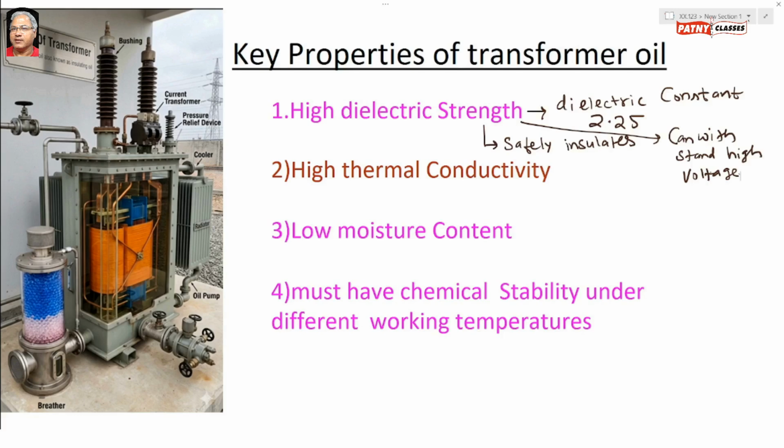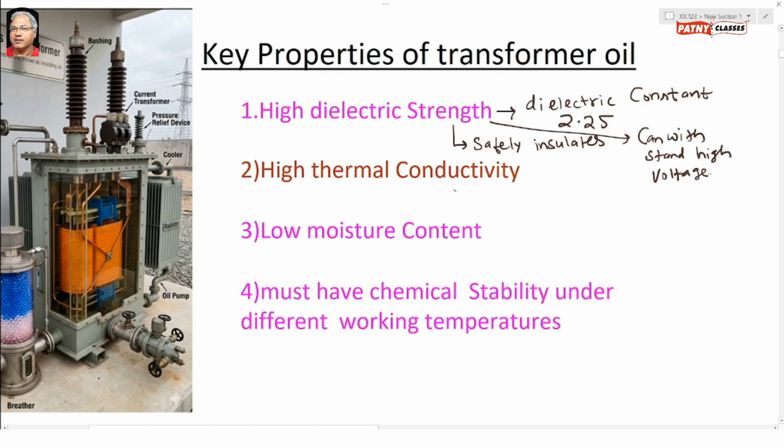And because it has a high dielectric constant, it can withstand high voltages. It will have chemical stability with high voltages. Even when high voltages are there, it is not going to break down. It will maintain its insulation properties. So high dielectric strength is a very important property of this transformer oil.